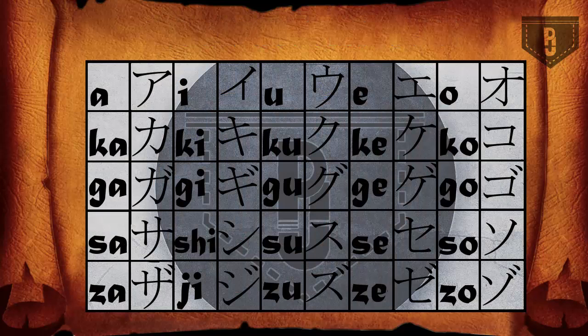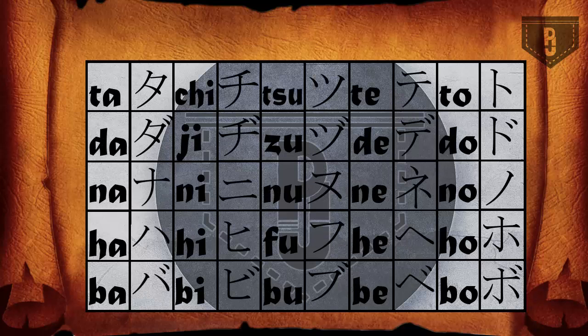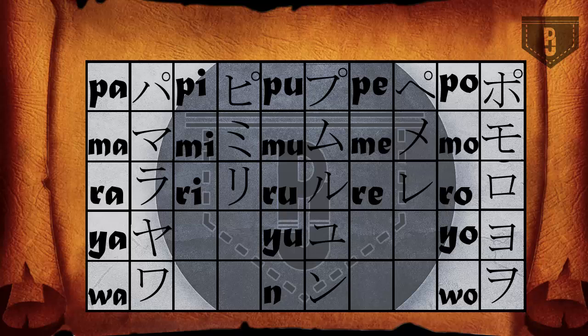You have a, i, u, e, o, ka ki ku ke ko, ga gi gu ge go, sa shi su se so, za ji zu ze zo, ta chi tsu te to, da ji zu de do, na ni nu ne no, ha hi fu he ho, ba bi bu be bo, pa pi pu pe po, ma mi mu me mo, ra ri ru re ro, ya, yu, yo, wa, o, and n.